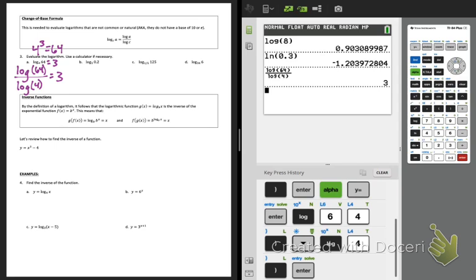So, using the same template here for B, C, and D. For B, I'm going to have log of 0.2 over log of 5. C, I'm going to have log of 125 over log of 1/5. And then D, log of 6 over log of 36. Now, one thing you want to keep in mind as you're doing these, don't accidentally make the mistake of, oh, I'm going to cancel log and then just divide the two numbers that are there. That's not the math that's occurring here. What I'm showing you is exactly what needs to be entered into the calculator.